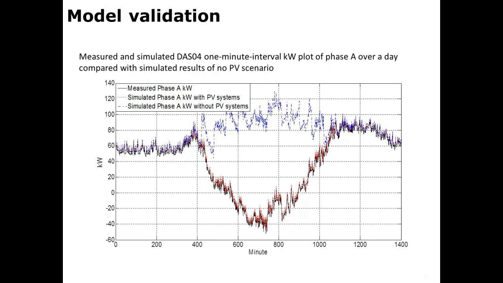So one good thing about simulations is we can do a lot of what if scenario analysis. So in this case, these blue dotted lines here correspond to a situation where we remove all the PV systems. So this would be the new load drawn from the grid in the absence of all the PV generators, and then we can get the corresponding voltage profile and compare that with the voltage profile with PV.